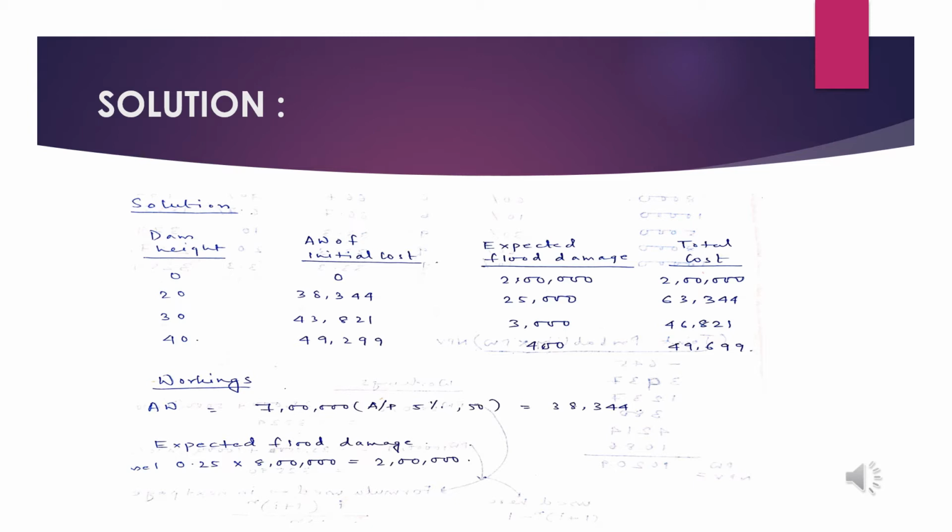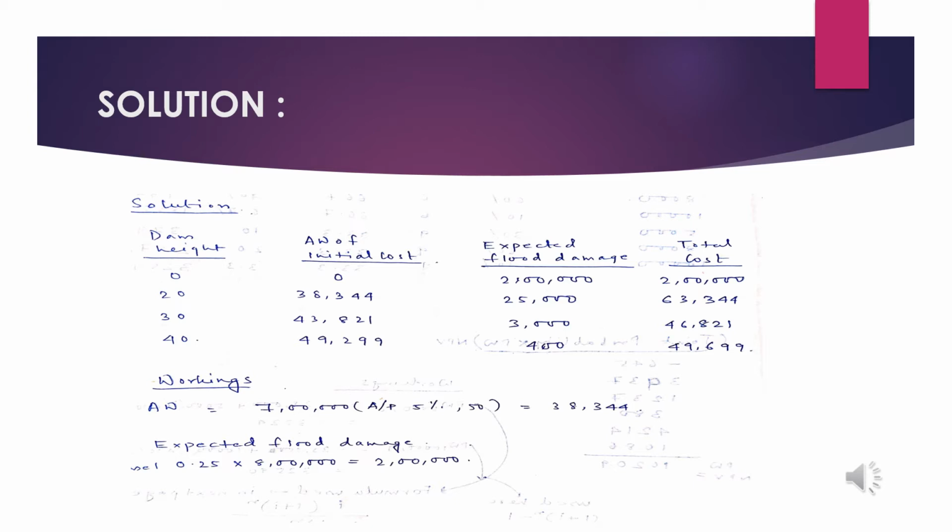That means in the first case, if no dam or a zero feet dam has been built, the annual probability of the flood is 0.25. The damage is 8 lakh. So 8 lakh into 0.25 gives the expected flood damage. Very similarly, 5 lakh, 3 lakh and 2 lakh respectively for 20 feet, 30 feet and 40 feet are multiplied with their annual probabilities of 0.05, 0.01 and 0.002, which gives us the figures of 25,000, 3,000 and 400. Adding up those values, we get the total cost.